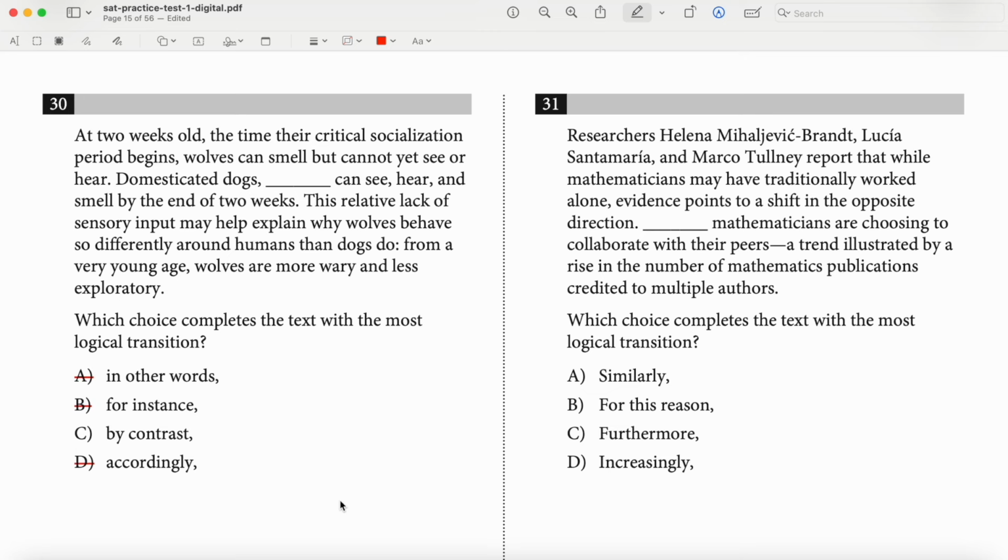Researchers, Helena M. Those ladies. And that guy. Yeah, good enough.